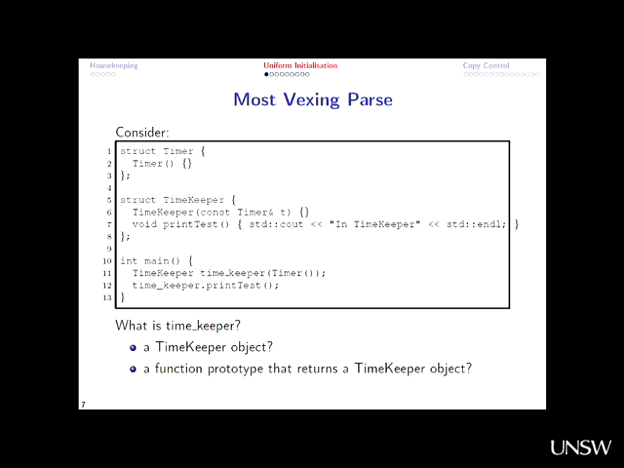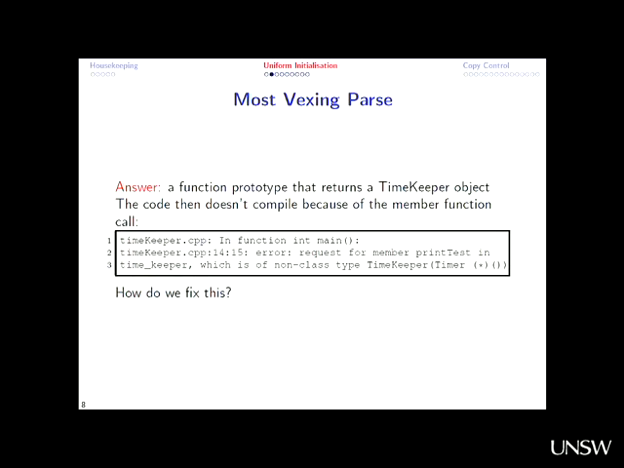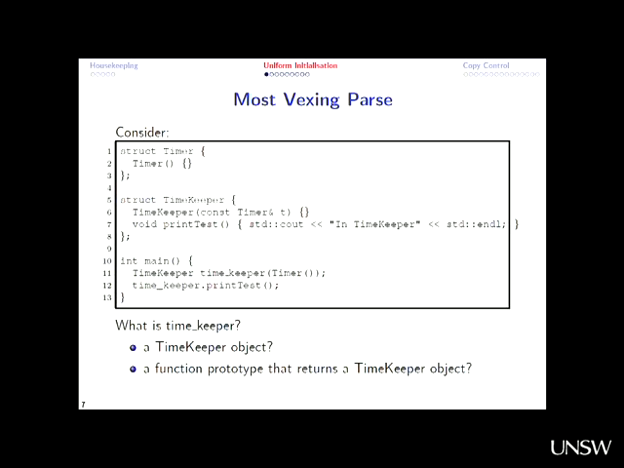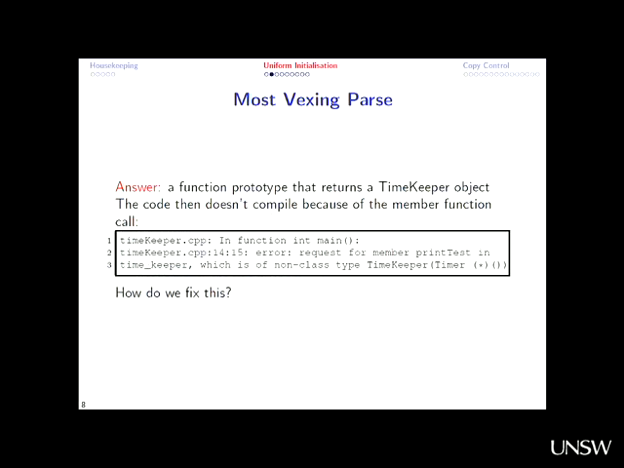The really annoying thing at this point is the compiler thinks it's a function prototype, and then the code doesn't compile not because of line 11, but because of line 12. It thinks it's a function prototype, and then on line 12, when you ask that thing to print test, it goes, well, it's not a class.